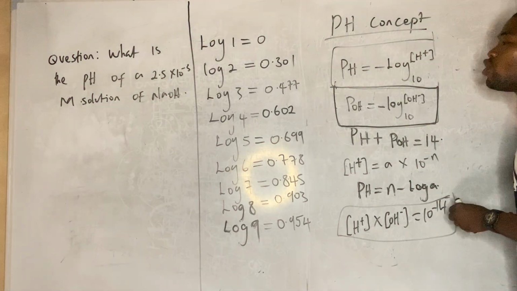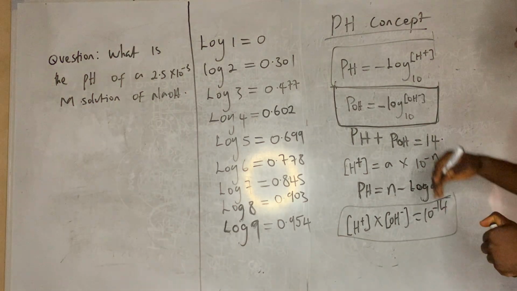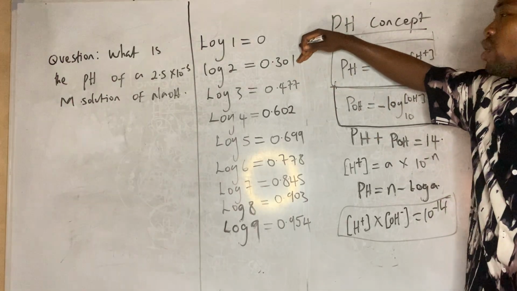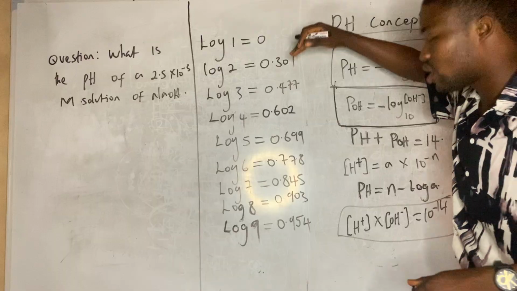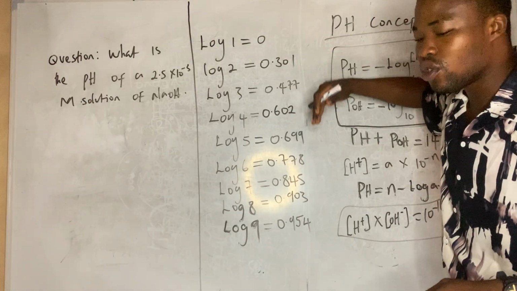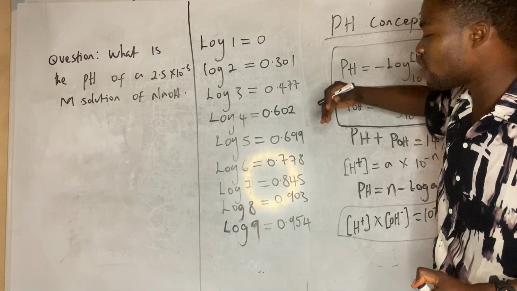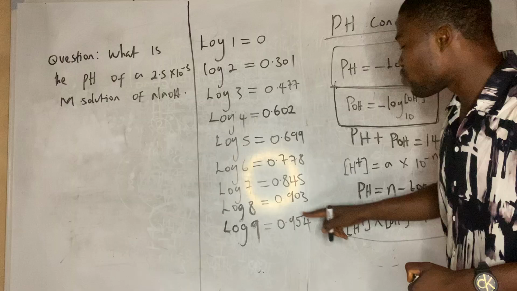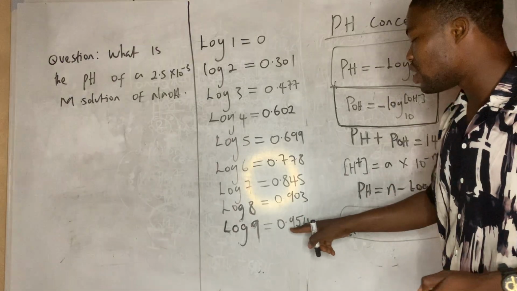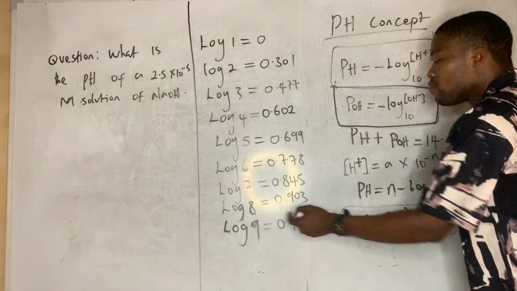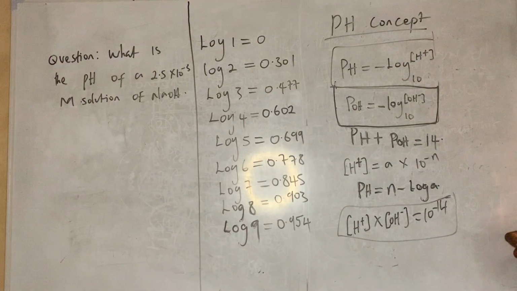The only thing you have to know is log 1 to 9. Log 1 is 0, log 2 is 0.30. Just memorize it. Log 3 is 0.477, log 4 is 0.602, log 5 is 0.699, log 6 is 0.778, log 7 is 0.845, log 8 is 0.903, log 9 is 0.954. So memorize the logs of 1 to 9, then you'll be able to solve these questions.